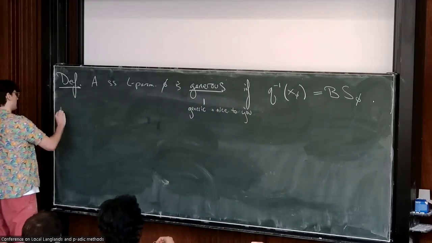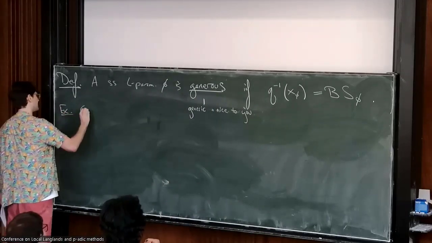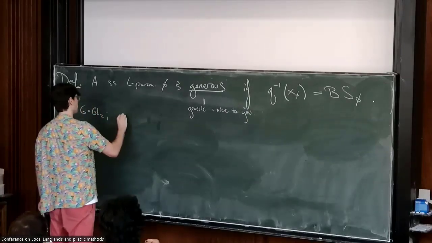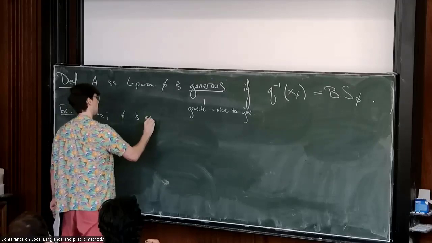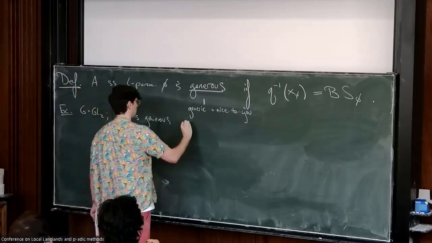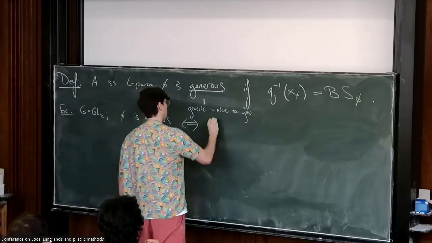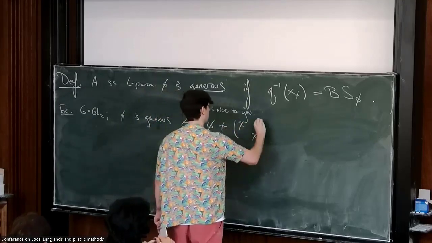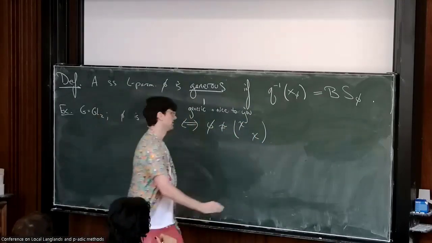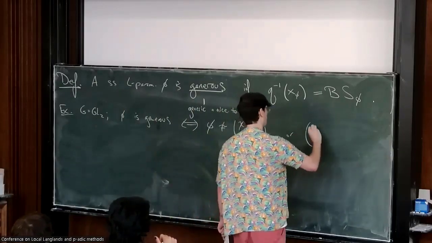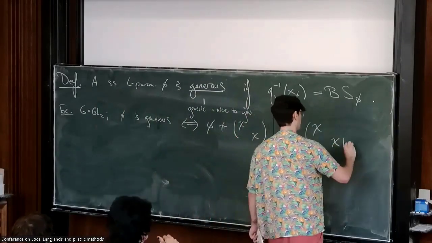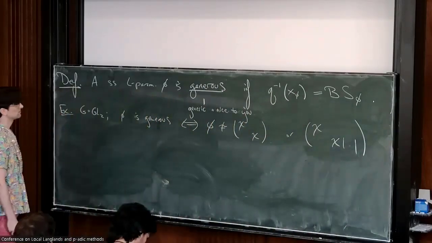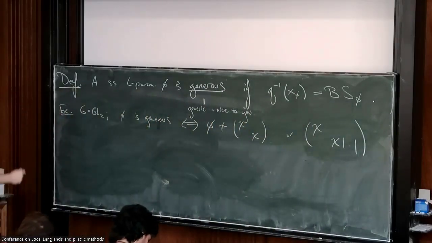If G is GL2, phi is generous if and only if phi doesn't look like two copies of the same character, or a character and then the same character but multiplied by the usual norm function.